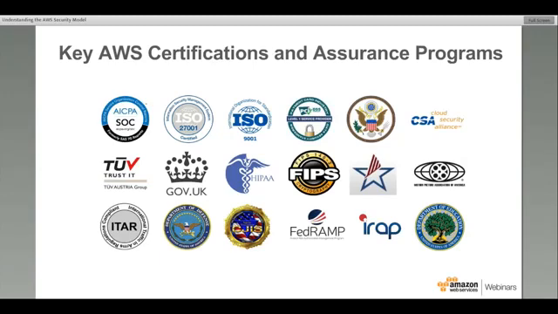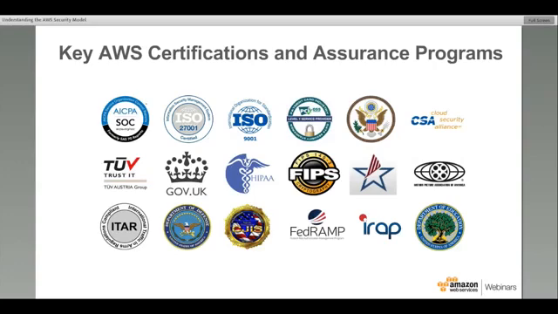In fact, we have more information about these and all of our other programs on our AWS Compliance Center, which is found at aws.amazon.com/compliance. We make these reports available to all of our customers under NDA, so you get to see exactly what our auditors say. And I encourage you to take advantage of that.